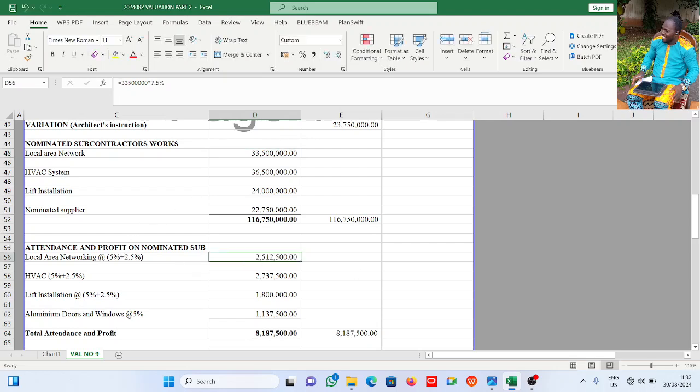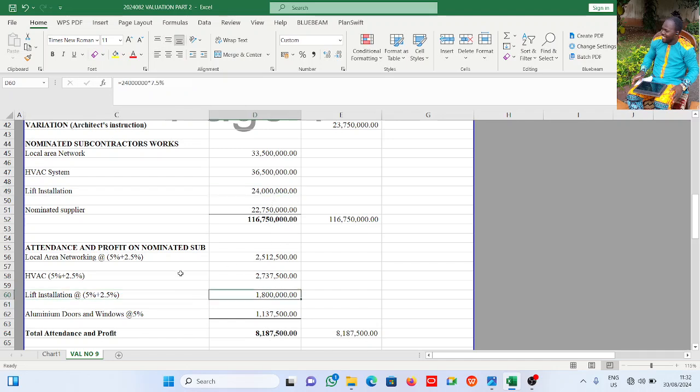All right. Now this is HVAC. This is the sum for HVAC. So 7.5% of that, right, gives us this. And this is lift installation. Also 7.5% of 24 million is the profit and attendance.